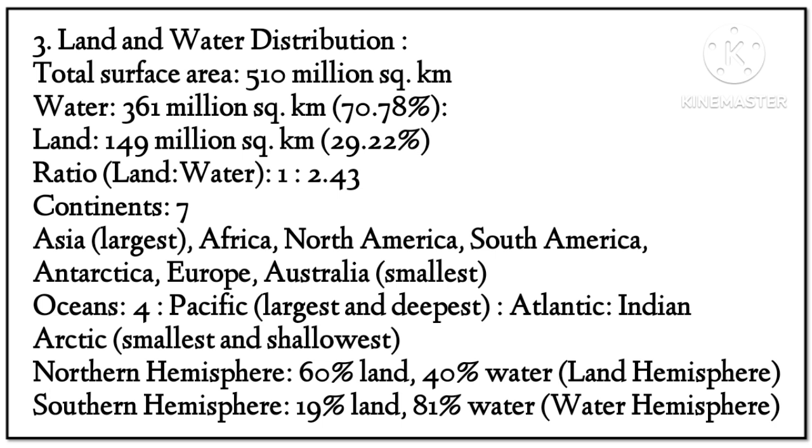Oceans 4. Pacific is the largest and deepest, then Atlantic, Indian, and Arctic is the smallest and shallowest. Northern hemisphere has 60% of land and 40% of water, called the land hemisphere. Southern hemisphere has 19% of land and 81% of water, called the water hemisphere.